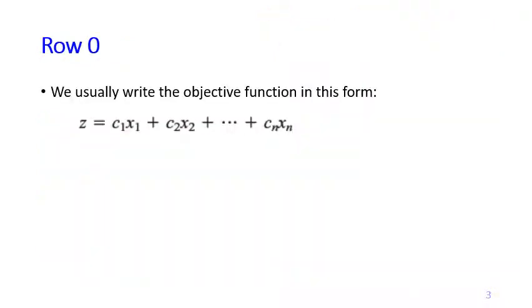In the simplex algorithm, sometimes we talk about row 0. So row 0 is where we write down the objective function. So far, we usually write the objective function with this form that looks like this: z equals c1 times x1 plus c2 times x2 up to cn times xn. So the c here, they are constants, so numbers like 10x1 plus 3x2 plus 8x3 and so on. So this is how we usually write objective function.